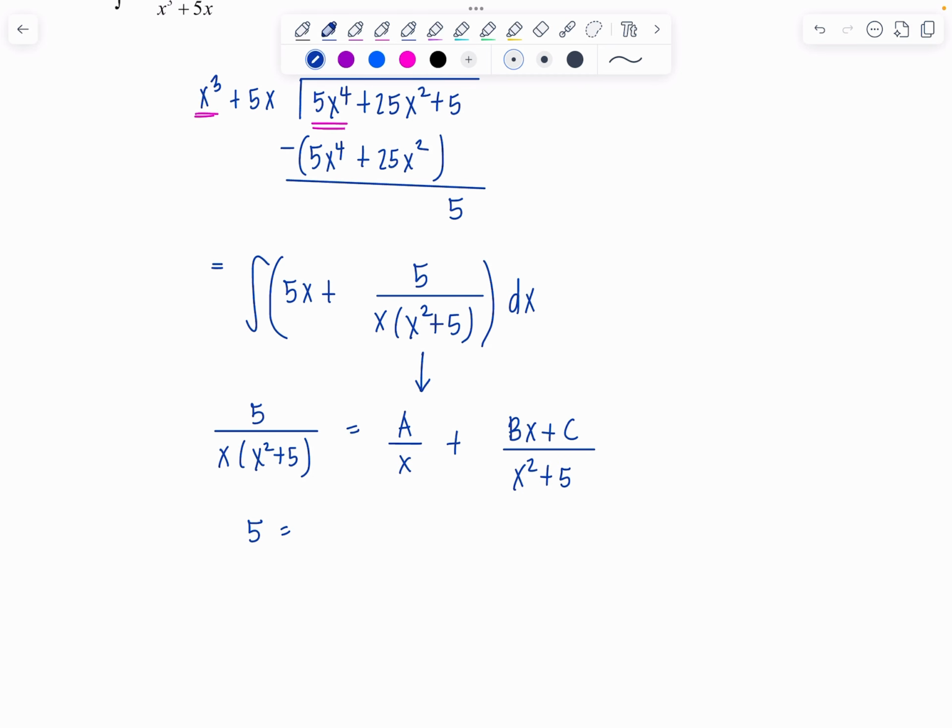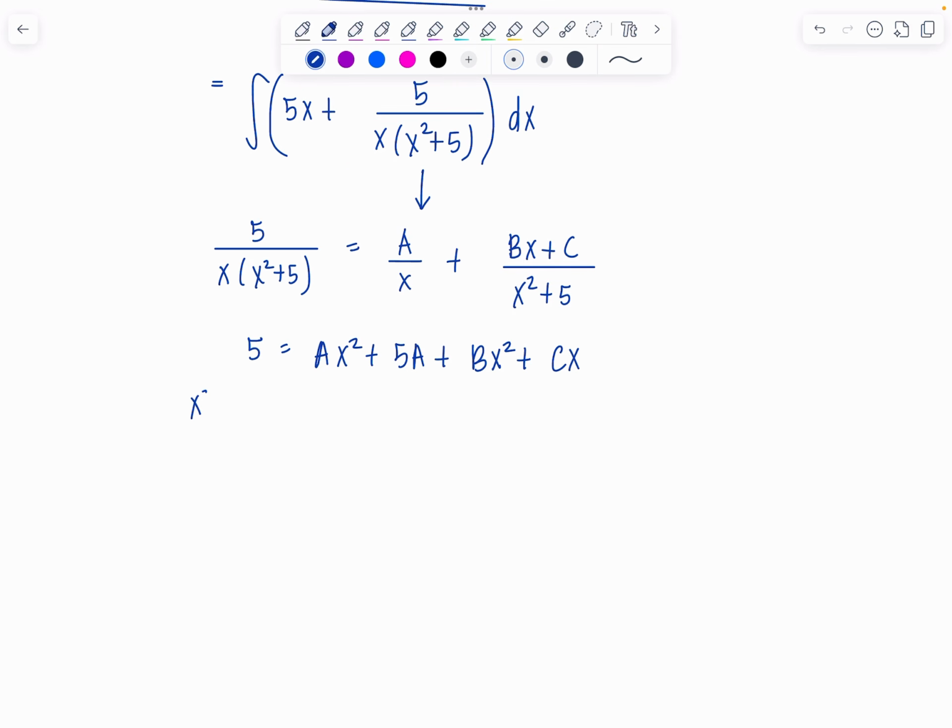So multiplying everything out, this will be Ax squared plus 5A plus Bx squared plus Cx. And then let's see, for the x squared terms, there aren't any on the left, so 0 equals A plus B. For x to the first, there aren't any, so C is 0. And then my constant term tells me A is 1. So then B is negative 1. And then we're pretty much done.